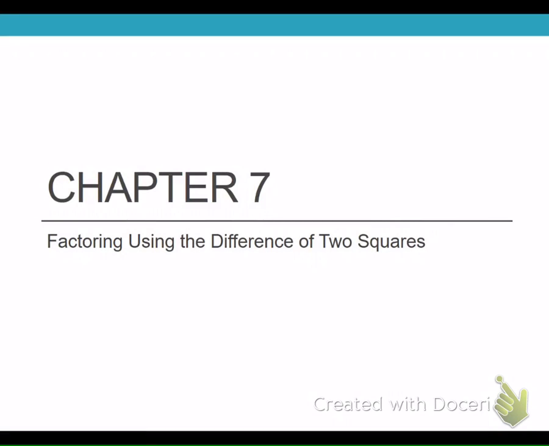So last week you learned how to factor with GCF. You find the greatest common factor, and you divide it out into the front. Today we're going to learn another way to factor. It's difference of two squares.